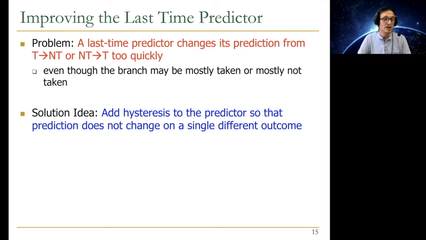Right? That's the idea. So the solution idea is very simple. We want to add hysteresis to the predictor so that the prediction does not change on a single different outcome. Now, hysteresis is a very common engineering concept. Whenever you design control systems, you want the control system to be stable, meaning whenever you see something happening, you don't react immediately. You wait and you react after you see there's enough evidence that you should react. And my favorite example for this is air conditioning or heating systems, right?